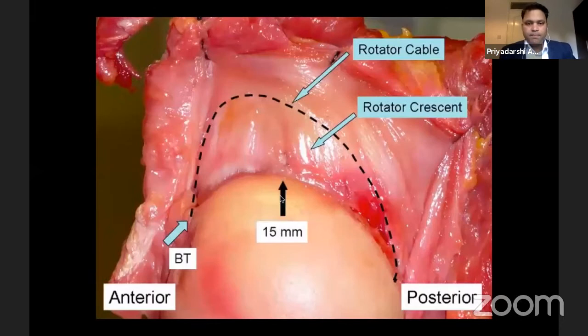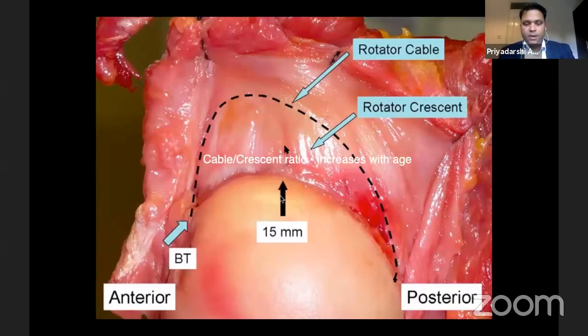In this view, this is an intra-articular view where there is a humeral head and these are the cuff tendons. You can appreciate the rotator cable, which starts right next to the bicipital groove and courses along the whole width of supraspinatus and then inserts along the infraspinatus here. That's called the rotator cable, and the structure lateral to the rotator cable is called the rotator crescent. It's been found that the rotator crescent is slightly weaker in character and has less vascularity, and that prompts it to be the location for initial tear in the rotator cuff.